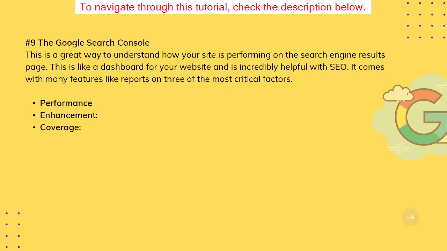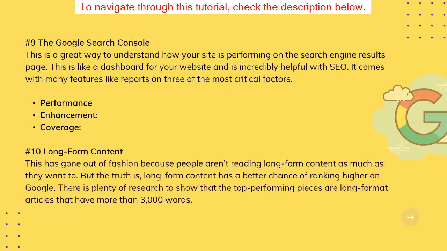Number 10. Long-form content. This has gone out of fashion because people aren't reading long-form content as much as they want to. But the truth is, long-form content has a better chance of ranking higher on Google. There is plenty of research to show that the top-performing pieces are long-format articles that have more than 3,000 words.